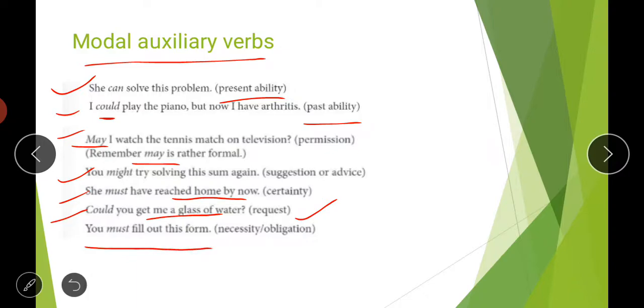Then you must fill out this form. You must fill out this form means something is necessary or compulsory to do. So to show necessity or obligation, you use this word must. So there is a different use. Earlier we were using it to express certainty of something. Here we are using it to show the necessity or the obligation of something. So like this, we have different auxiliary verbs and different uses of these auxiliary verbs.